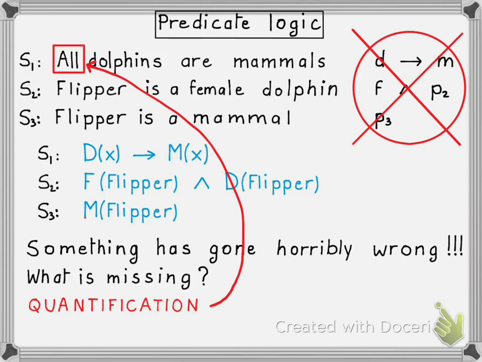It's true about all dolphins. So in other words, what's missing here is that this conditional is true for every possible element in the domain of x. That is called universal quantification. It's one of the two kinds of quantifications we're going to discuss later. And we will be done with predicate logic only after we discuss quantification. So that will be the topic of the next lecture.